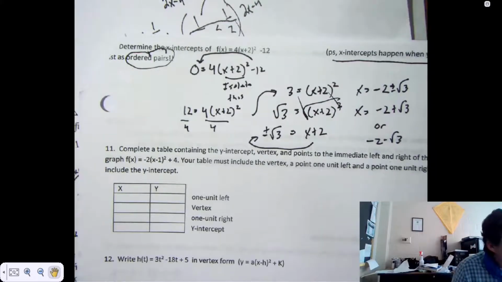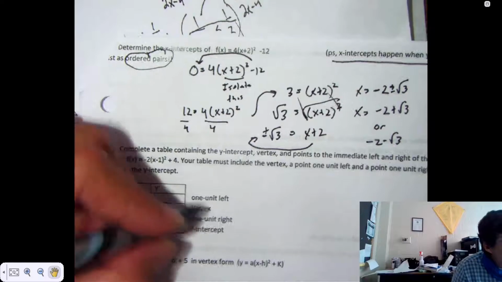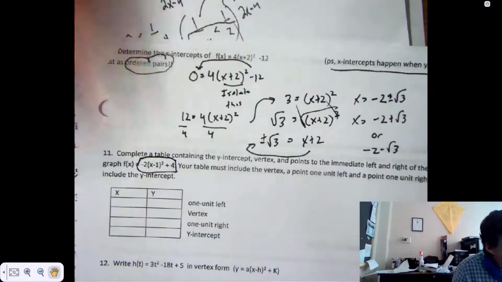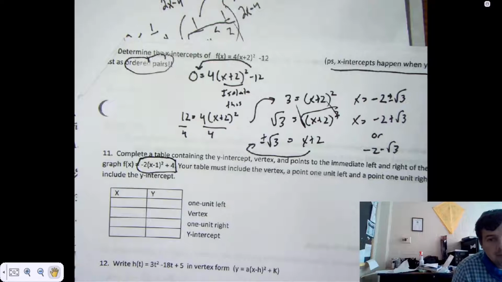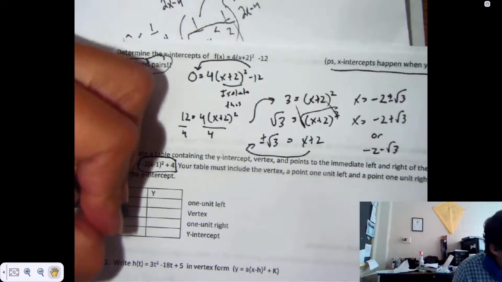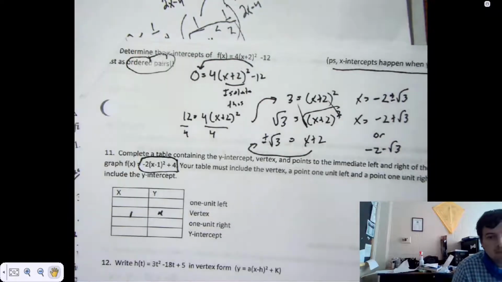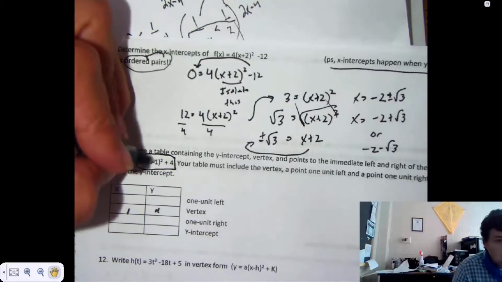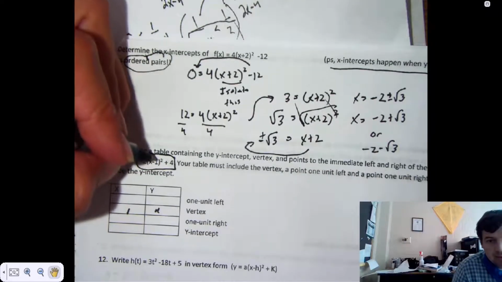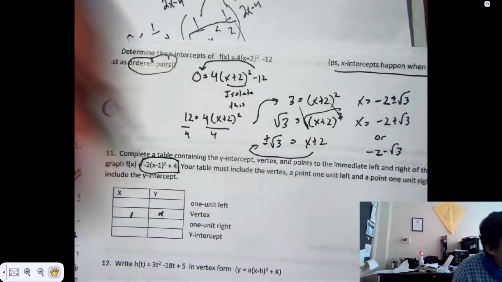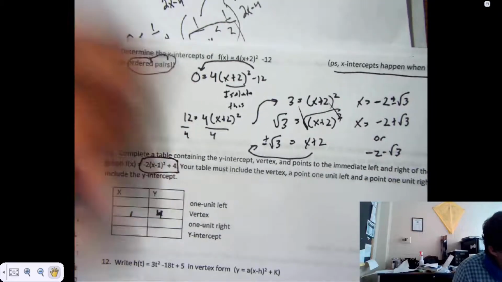11, this is one of the easiest problems on the quiz, but we'll see how it goes. It asks for 3 things: the y-intercept, the vertex, and points to the immediate left and right of the vertex. I'm actually going to attack the vertex first because of the form that this thing is in. Your vertex is at 1, 4. We've talked about this. Things in parentheses lie. Change their sign. Trust the other one. So it's actually at 1, 4.